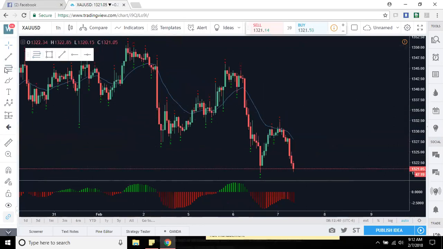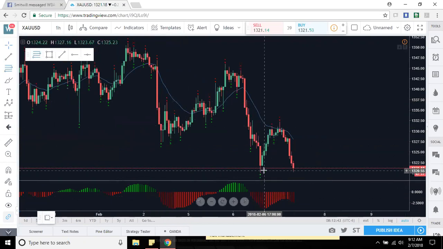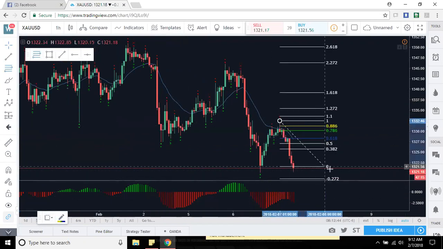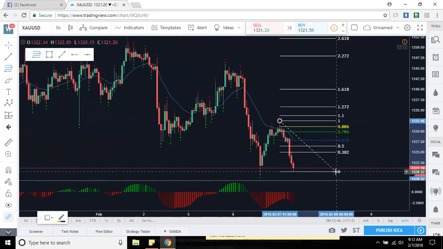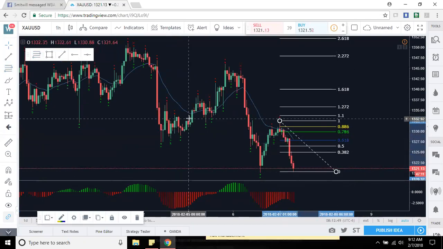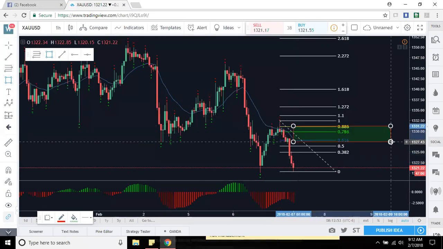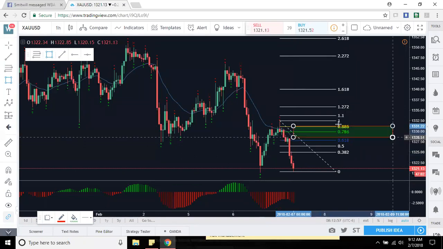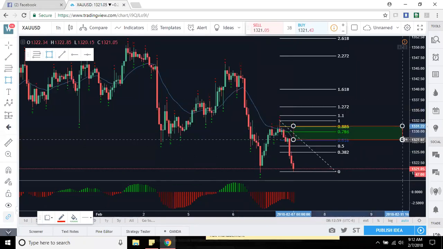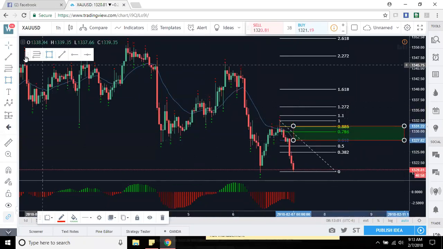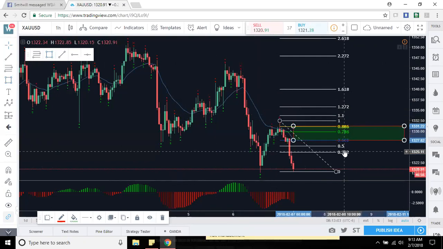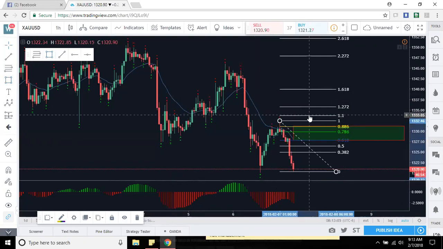Well, honestly, let's say it finds support right here, right? And your next entry should be in between this zone, with your stop loss going up here.